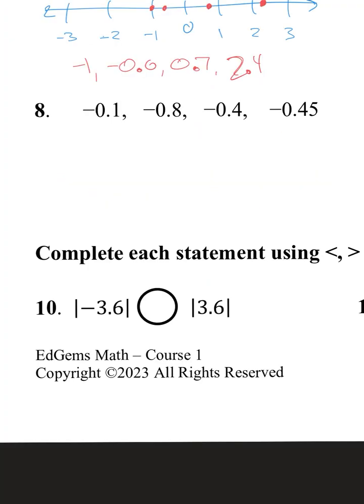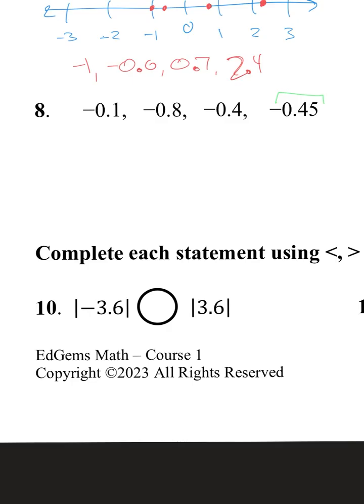Okay, so number 8, we've got negative 0.1, negative 0.8, negative 0.4, and negative 0.45. When we're talking just straight decimals like this, me personally, I like to think money, and I like to ensure that all of my decimals have the same number of digits. So out of these decimals, which one has the most digits? That would be this one right here. It has 3 digits.